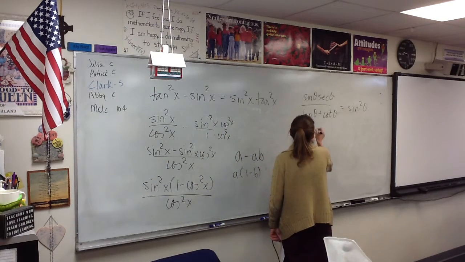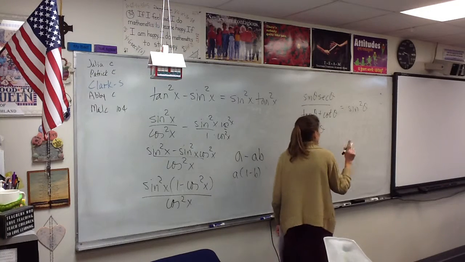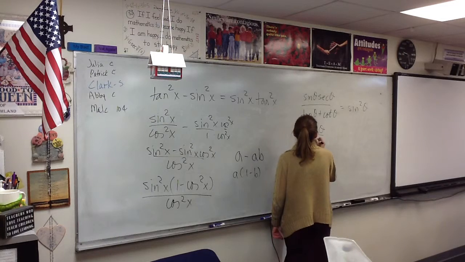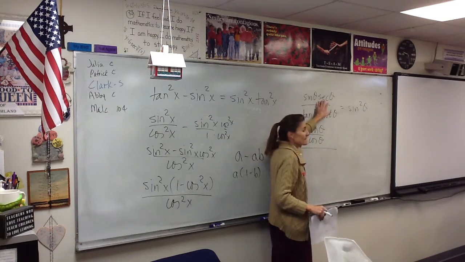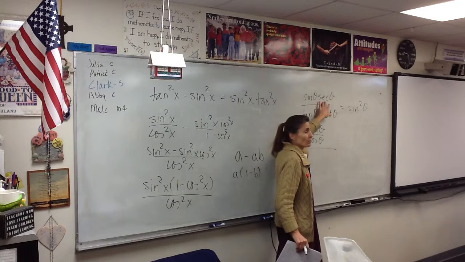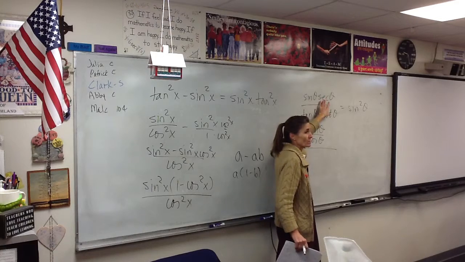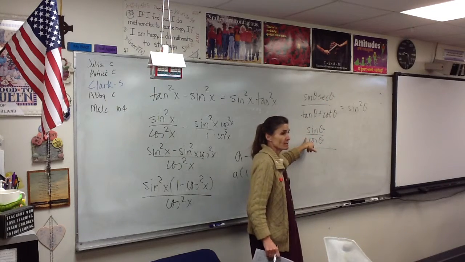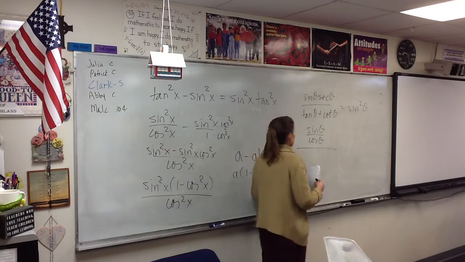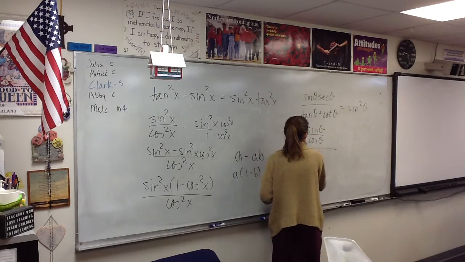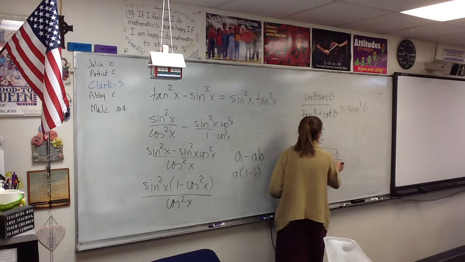Now, that's going to be sine. Would it blow your mind if I just wrote sine over cosine for my numerator? Because what is secant? 1 over cosine. So what's going to happen when I multiply sine times 1 over cosine? I get sine over cosine, which is tangent. Well, yeah, but I'm going the other way. I'm not going to change it to tangent. So then I got sine over cosine plus cosine over sine.